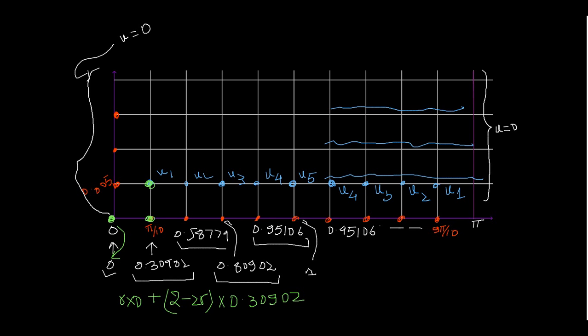plus r into 0.58779. So this will come to something. Again, if you want to compute at this point, it is r into this, again plus 2 minus 2r into this, and plus r into this. Just take r into this, r into this, r into this, and 2 minus 2r into this. In the similar way, we can compute till u5.